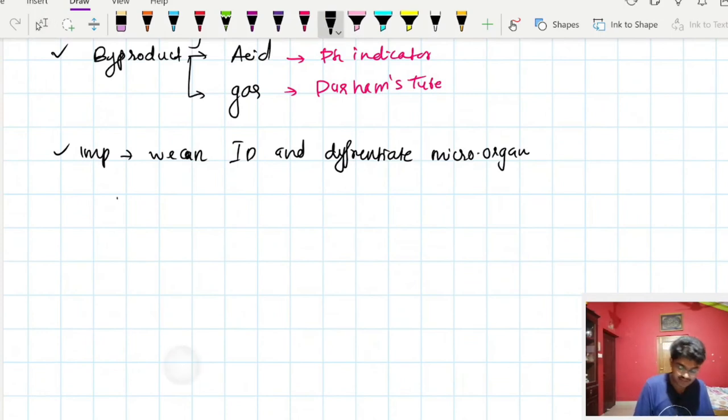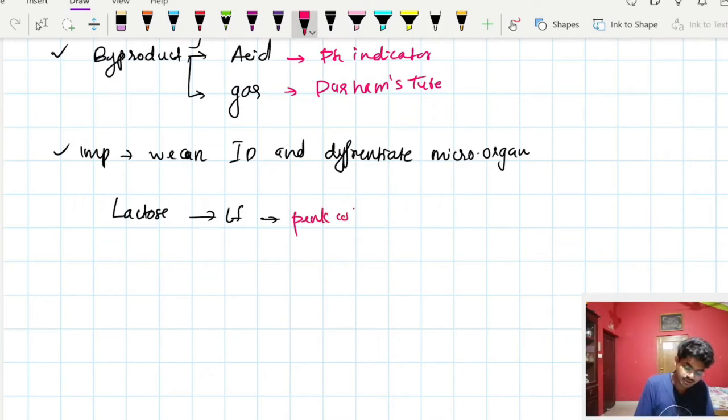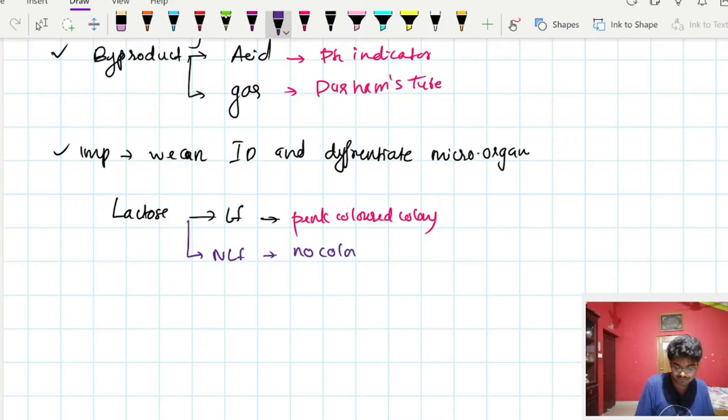For example, if it takes lactose as the sugar which we given in the culture media, then if it was a lactose fermenter bacteria, it will produce lactic acid, right? So it will produce what? Under the pH indicator, it will produce pink colored colony. But if it was a non-lactose fermenter, no color.